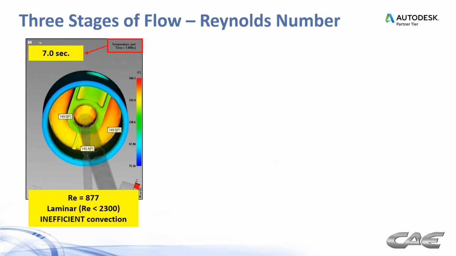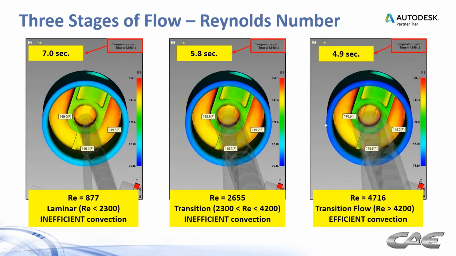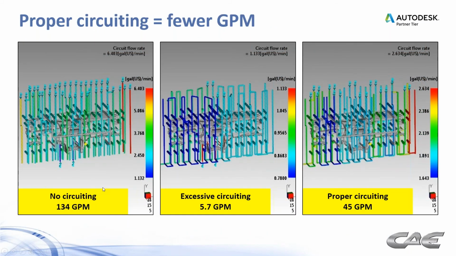So how does this impact cycle? So in the laminar case, it took us 7 seconds to get to the temperatures we wanted on that. When we matched those temperatures with a condition where we were in the transition region between laminar and turbulent, we dropped that down to 5.8 seconds. And then when we went full turbulent, we were able to get it down to 4.9 seconds. Oftentimes you just don't have enough GPM available at your mold to be able to do single in and out for every circuit, 134 GPM on that one. A lot of people put so many lines together, it doesn't require many GPM to get turbulent, but we had that temperature rise, right? But with proper circuiting, we got cooling uniformity and we were able to do it at a reasonable number of GPM.